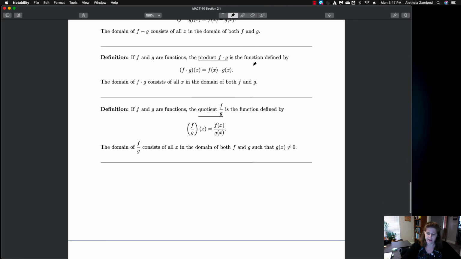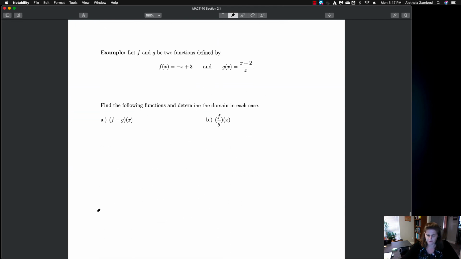If we're finding the product, f times g, we're going to multiply our two functions together. And finally, the quotient, f divided by g. When you divide two functions, we're just going to divide them. But when we do the domain from a division, we have to make sure that g of x is also not equal to 0. So we have restrictions in the domain from f of x, from g of x, and from when g of x is equal to 0 there.